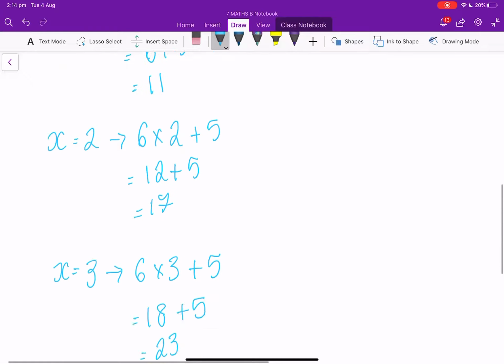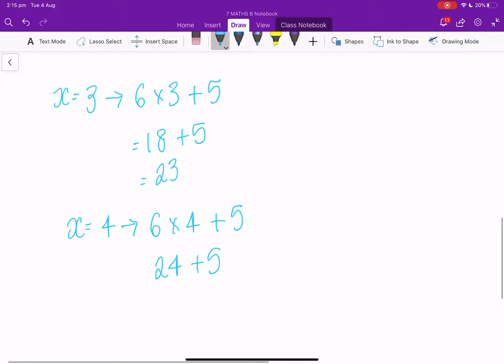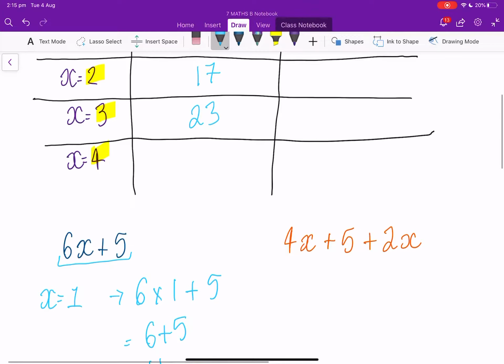The last one, so when x equals 4. 6 times 4 plus 5. 6 times 4, 24 plus 5 equals 29. So 29, we put that up here.